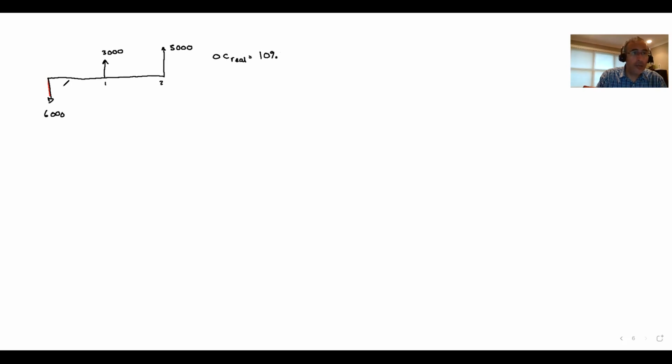So let's assume the following. I have a cash flow that looks like this. I invest $6,000. I only have 2 periods. One period I receive $3,000, and the other period I receive $5,000. So this is period 1, period 2. My opportunity cost real is going to be equal to 10%. My inflation in period 1 is going to be 5%. Inflation in period 2 is going to be 8%.